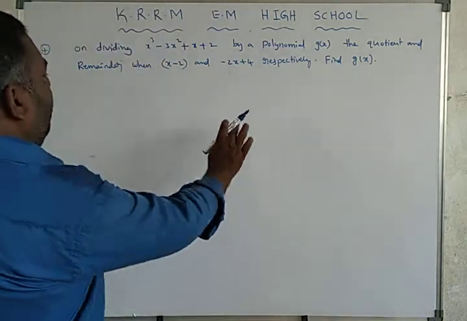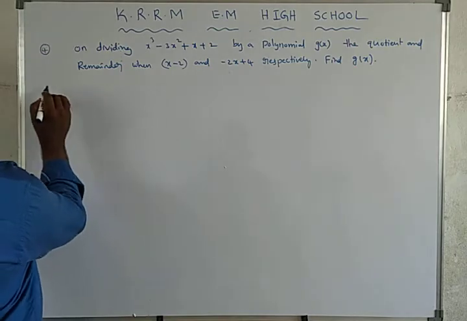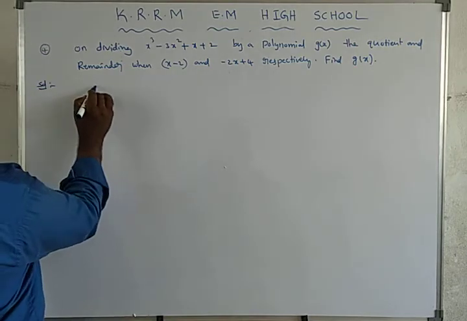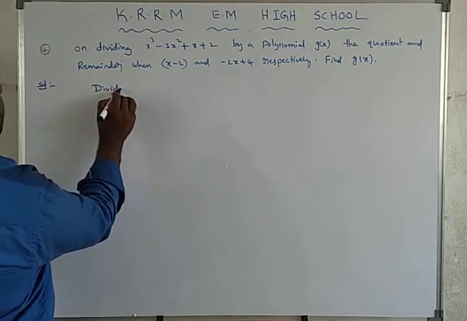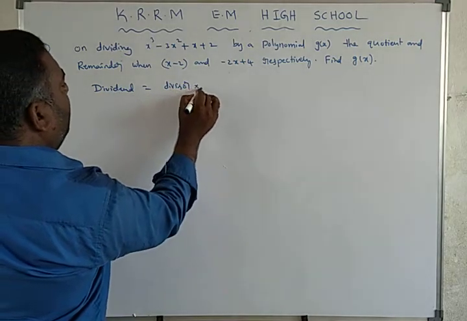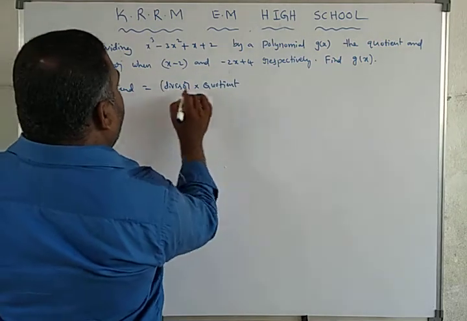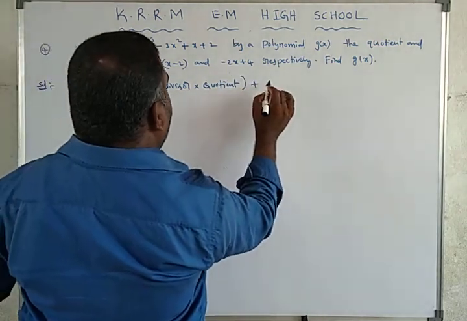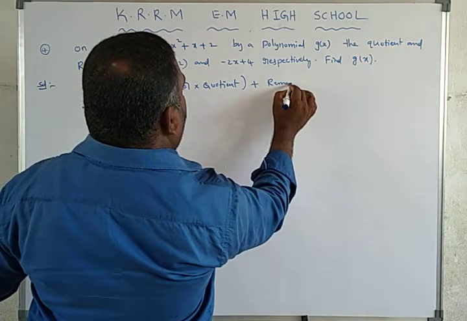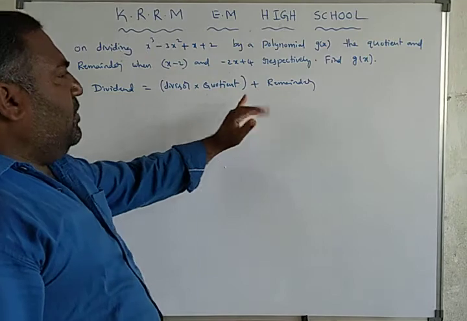So what is the division algorithm property? Dividend is equal to divisor into quotient plus remainder. This is the division algorithm property. So dividend is equal to divisor into quotient plus remainder.